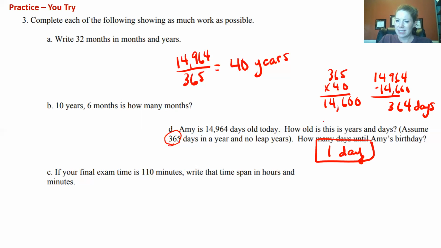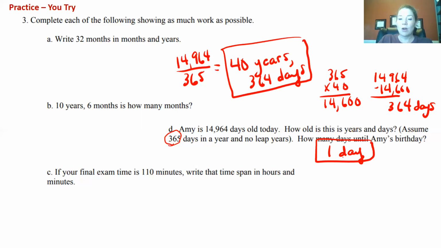So the first question is, how old is this in years and days? So the first answer is 40 years and 364 days. That's the first answer. The second answer is how many days until her birthday? 1.